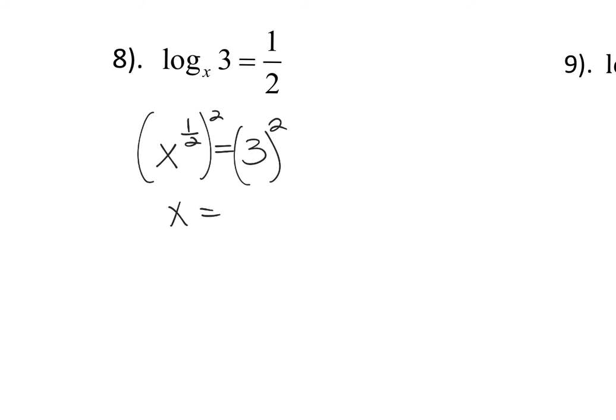No plus or minus, because I don't have an even denominator base, and we just get 3 squared, which is x equals 9. Unknown is over here. That is greater than 0, so we can circle our answer.